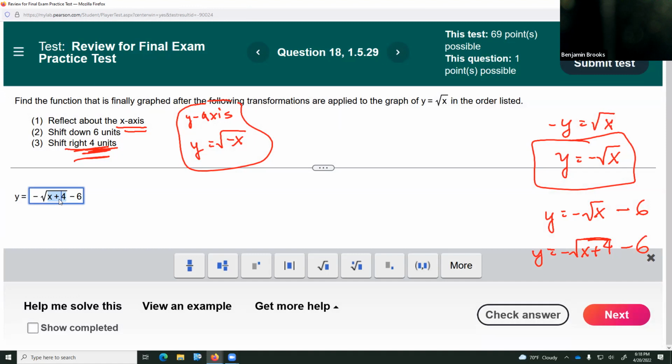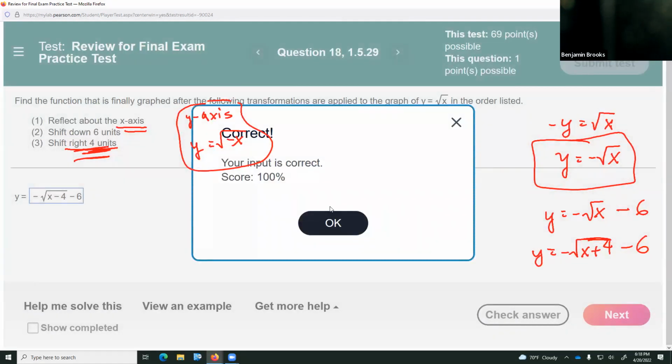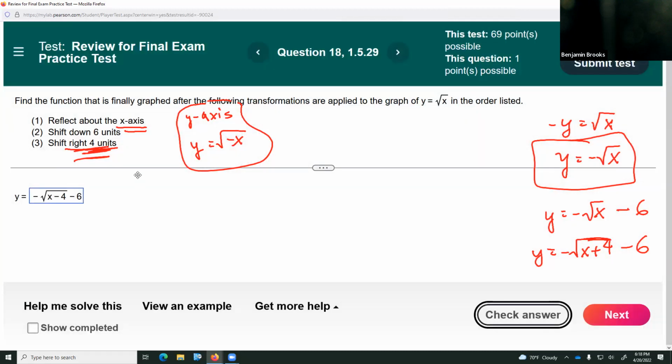Oh, we need minus 4, not plus 4. Minus 4, because left and right is opposite. So you shift right, minus 4. You shift left, it should be plus 4.